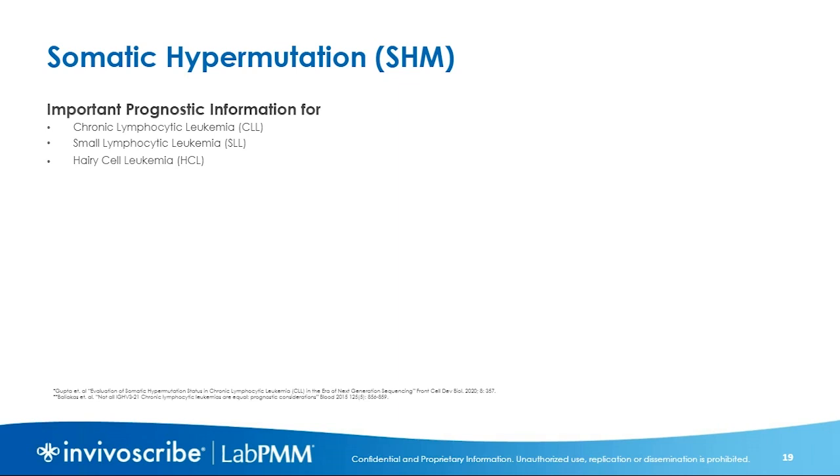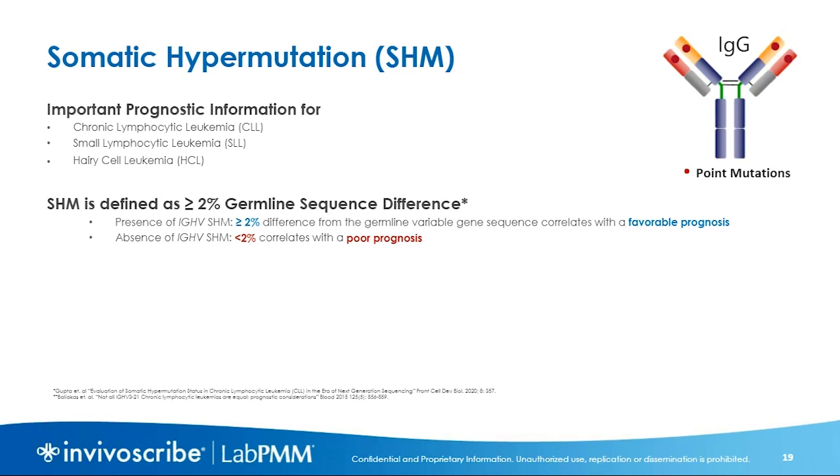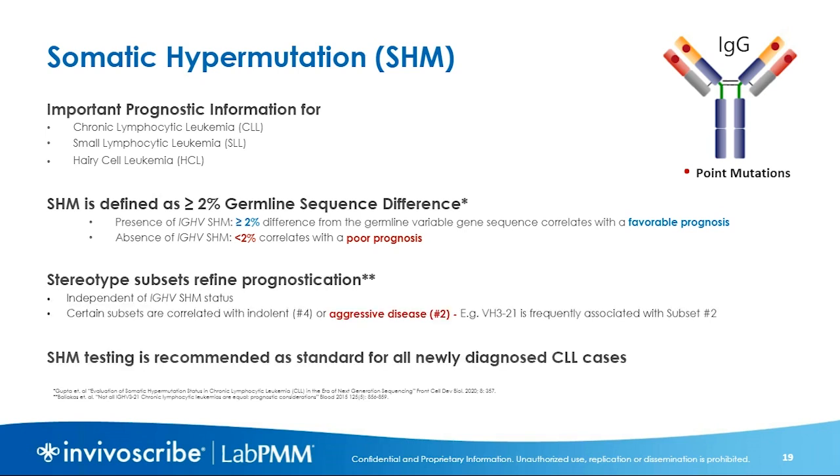Somatic hypermutation is defined as greater than 2% germline sequence difference, and unmutated or less than 2% status confers an adverse prognosis. Certain stereotype subsets further refine the determination of prognostic risk. Molecular testing should also be considered within the multiparameter context of all available ancillary data, including flow cytometry, FISH, NGS, clinical, and radiologic information.